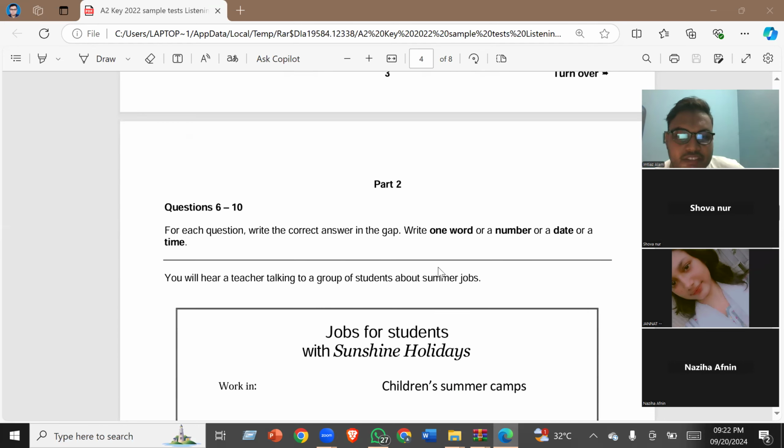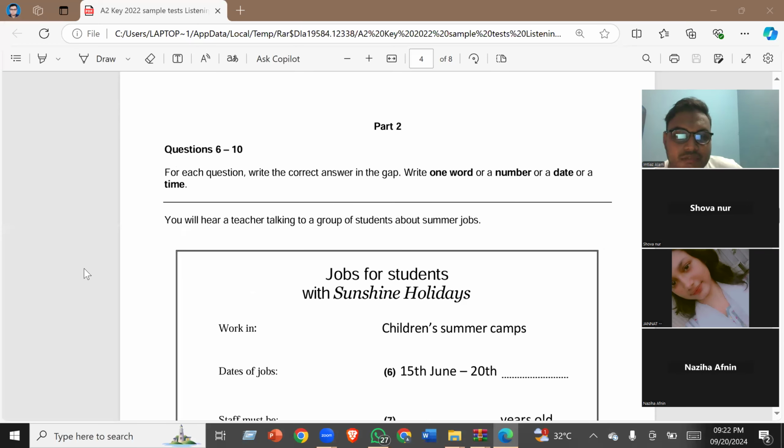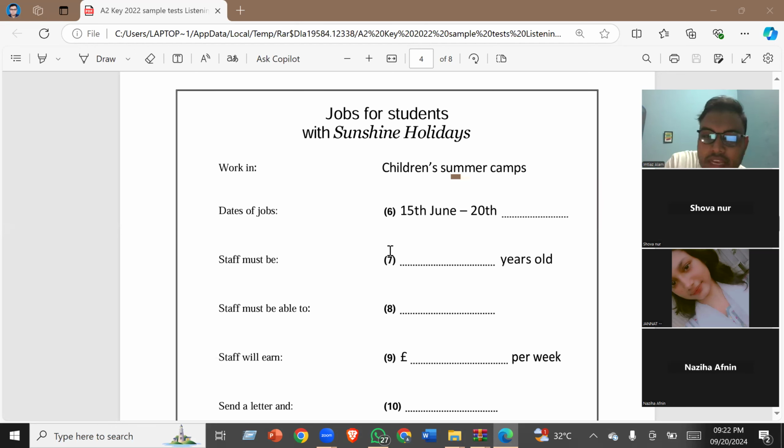Now we are going to the next part, part 2, and I'm reading the instructions. In part 2, you will have questions 6 to 10. Write the correct answer in the gap. Write one word or a number or a date or a time. Now this is important. Remember, you cannot write more than one word, or more than one number, or more than one date, or more than one time. You have to write only one word or one number or a date or a time.